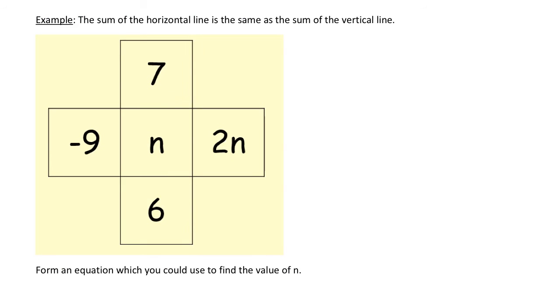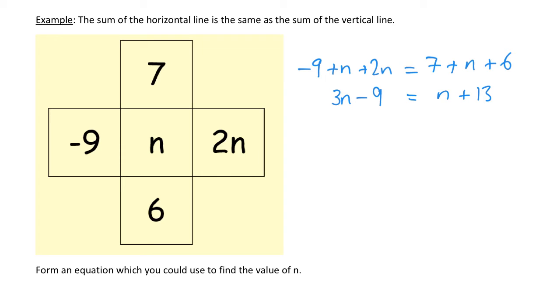In this next example, the sum of the horizontal line is the same as the sum of the vertical line. So the horizontal line is going to be minus 9 plus n plus 2n, and that's going to equal the sum of the vertical line. So that's 7 plus n plus 6. So we can simplify both sides to get 3n minus 9 and n plus 13.